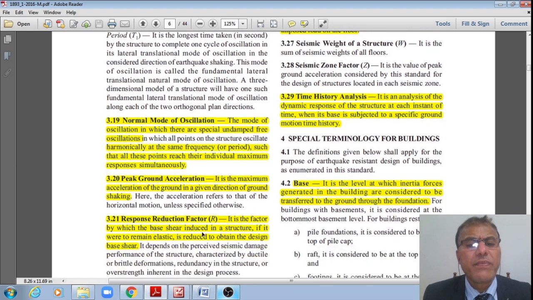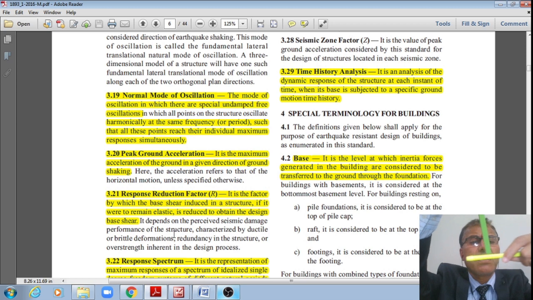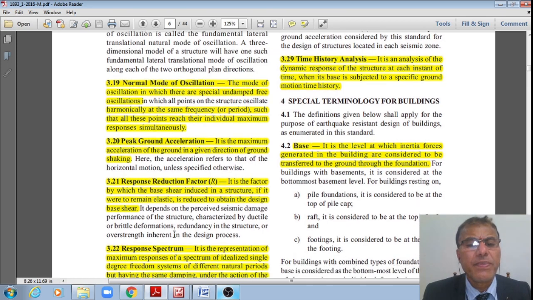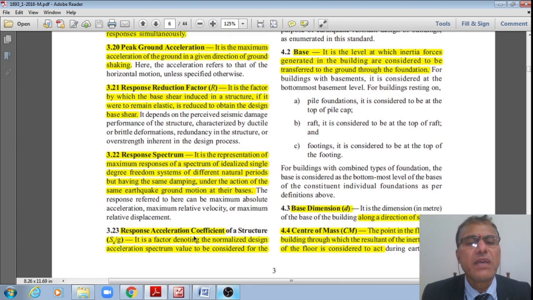Now, next one is the response reduction factor, notated by R. It is a factor by which the base shear induced in a structure, if it were to remain elastic, is reduced to obtain the design base shear, like this. Now, next one is the response spectrum. It is the representation of maximum response of a spectrum of idealized single degree of freedom systems of different natural periods but having the same damping under the action of the same earthquake ground motion at their bases. That is what is defined as the response spectrum.